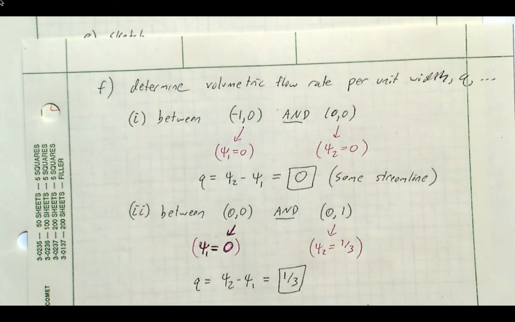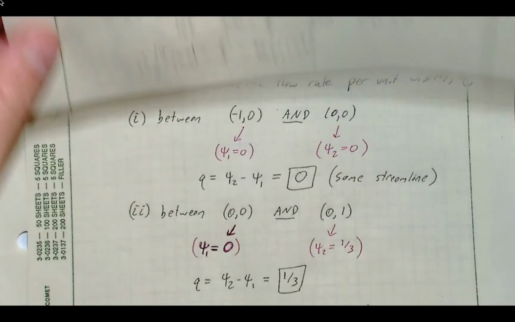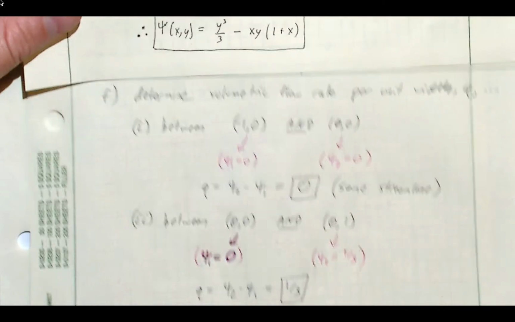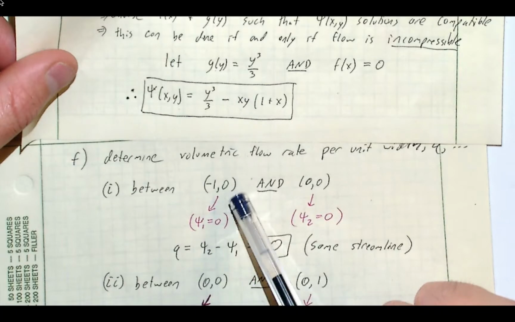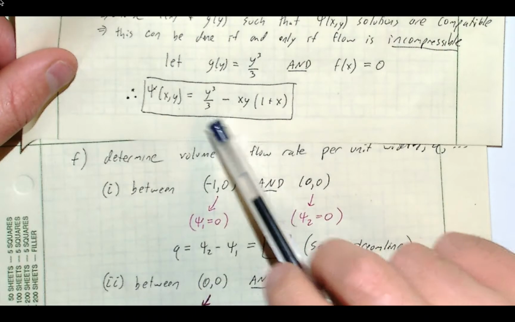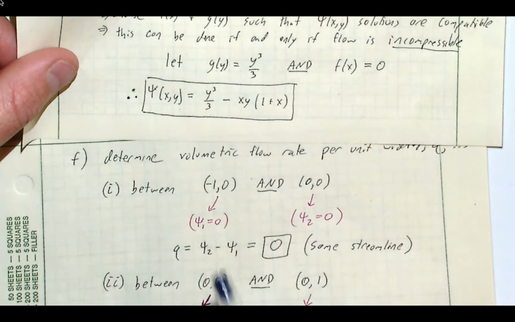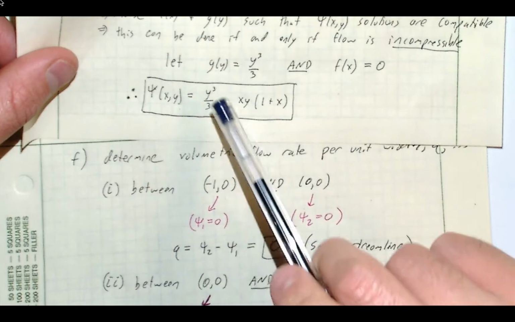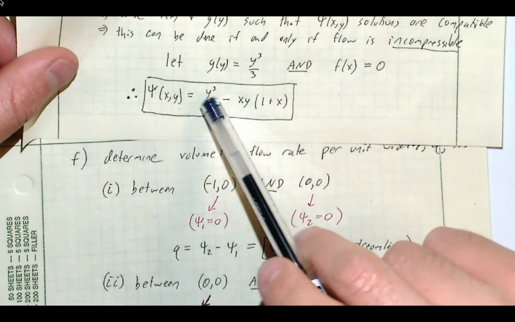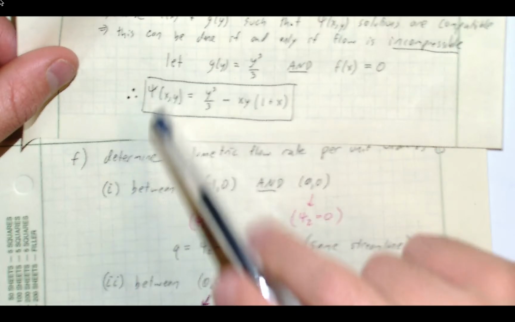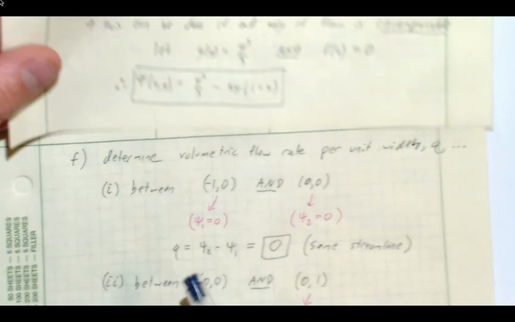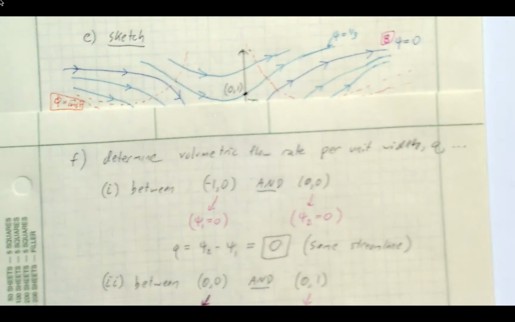If you plug them into the stream function, we're just plugging in -1, 0 and then 0, 0. Well, we see 0, 0 is just going to be psi equals 0, and then -1, 0, right? Both of these have the y value of 0, and so these are both going to have a psi value of 0. So these are on the same streamline, is what that means.